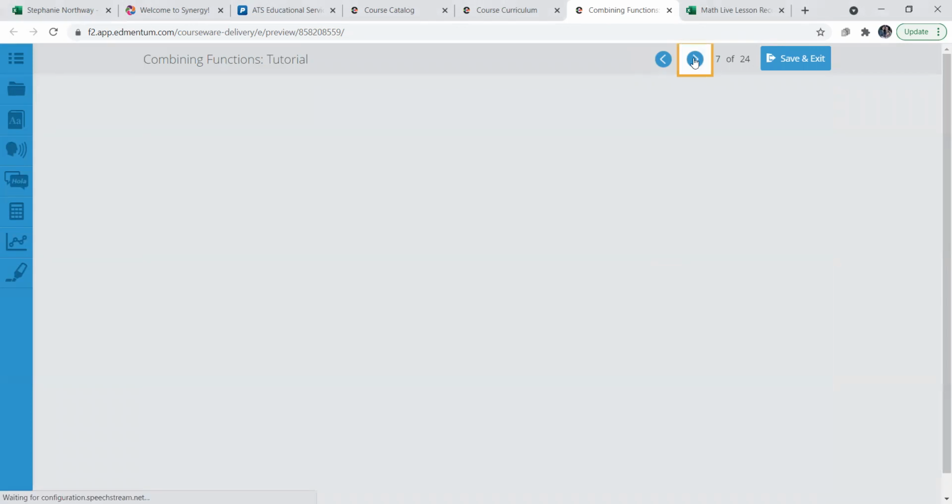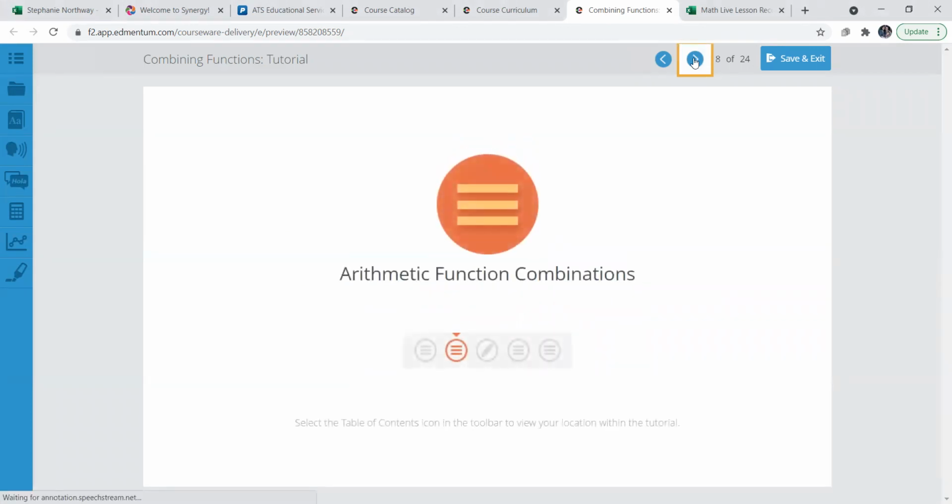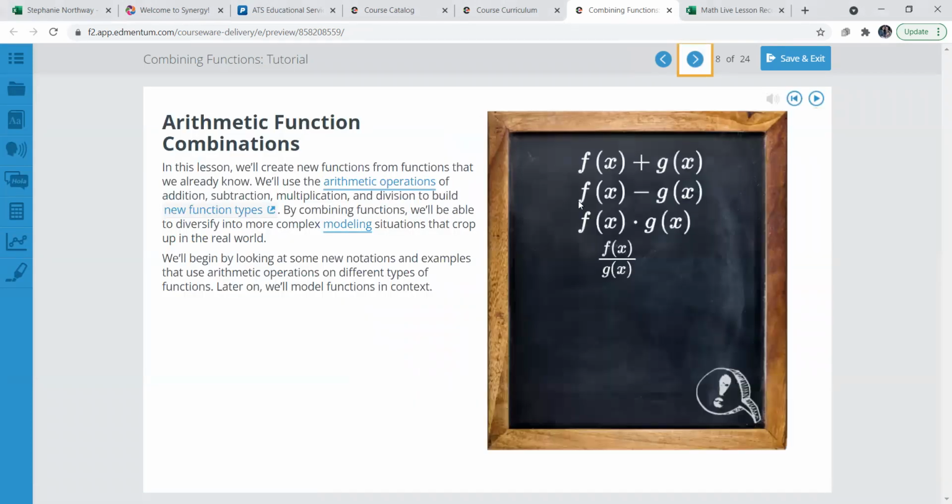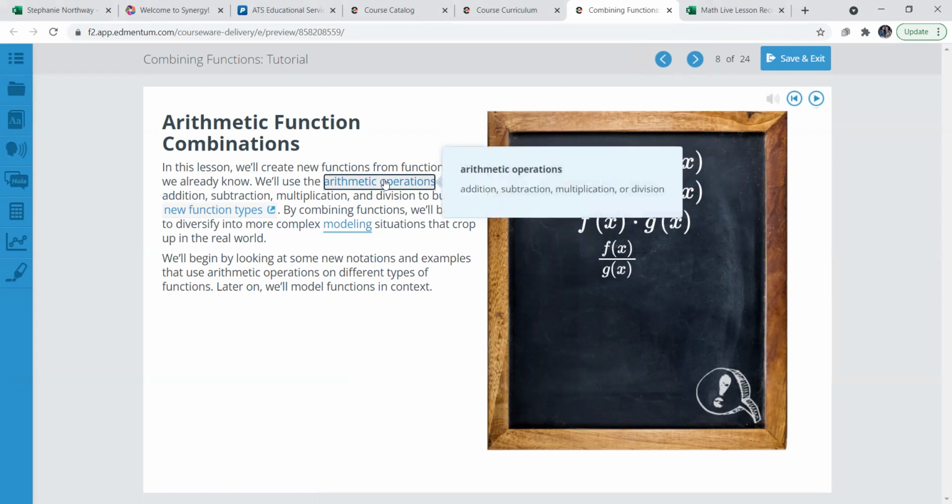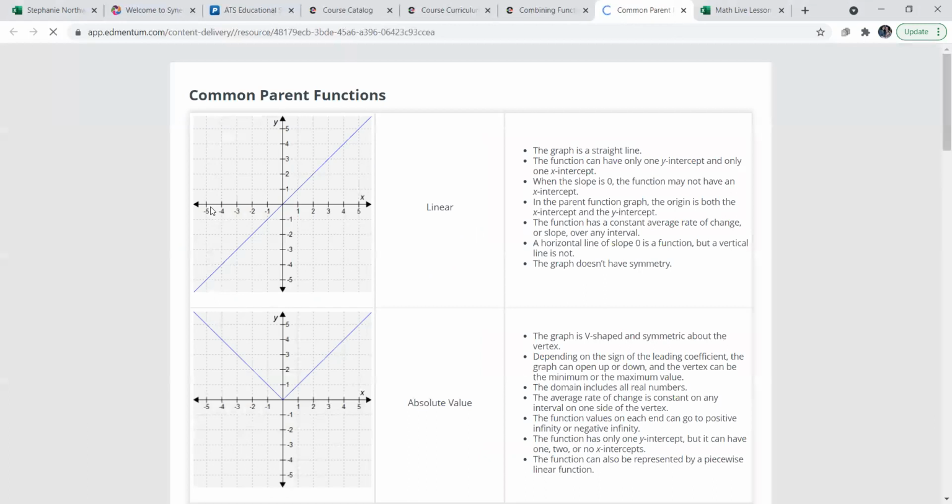So introduction, we'll pass that video. Combining functions is pretty simple because you're just taking two equations basically and putting them together. So the arithmetic operations that you use are addition, subtraction, multiplication, or division. Now here are some examples of function types. We've already gone over some of these.